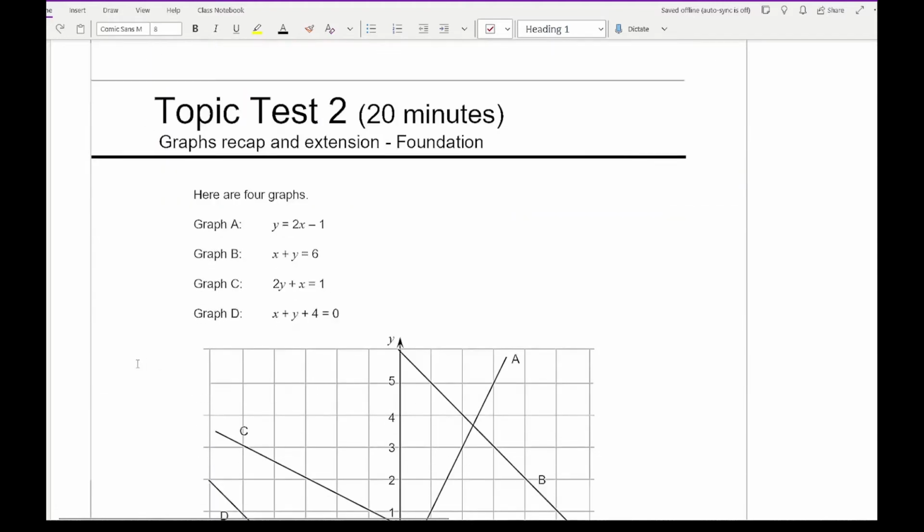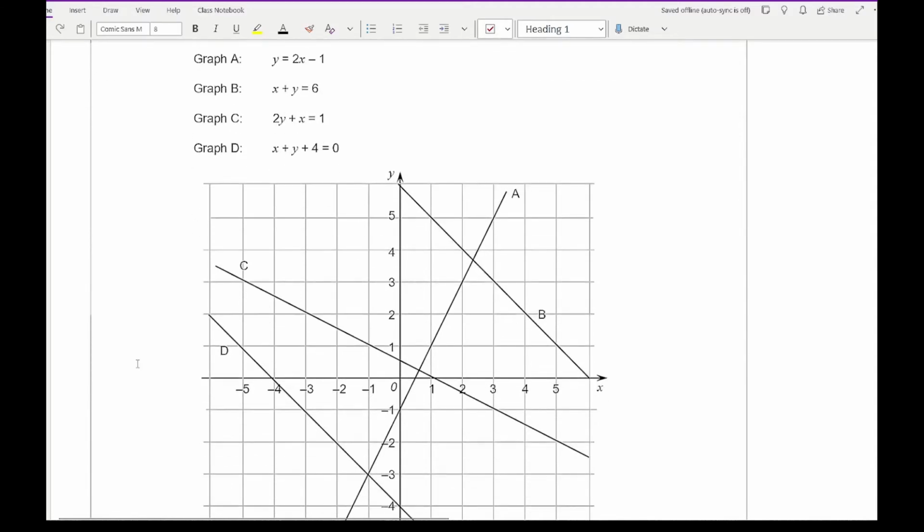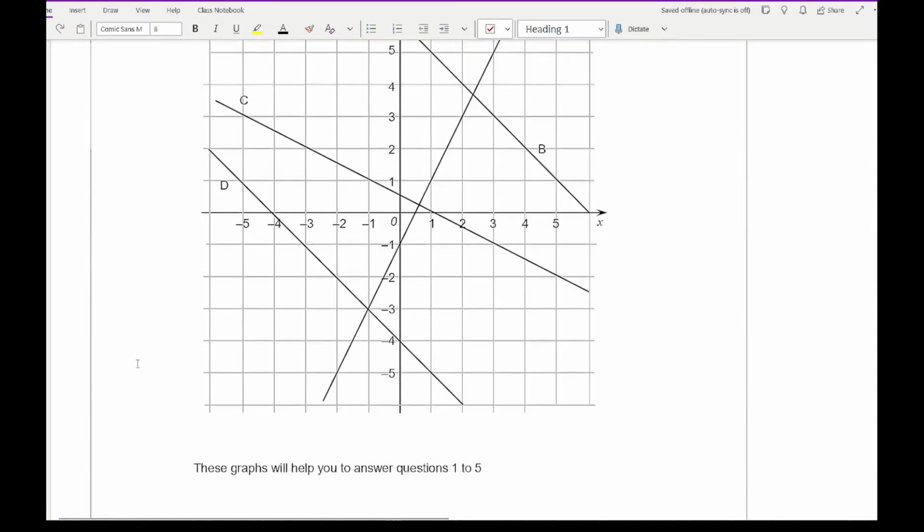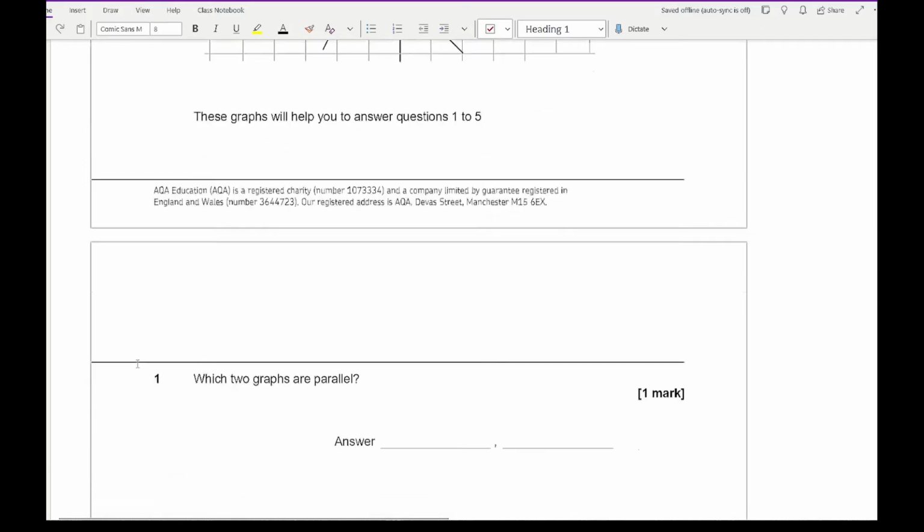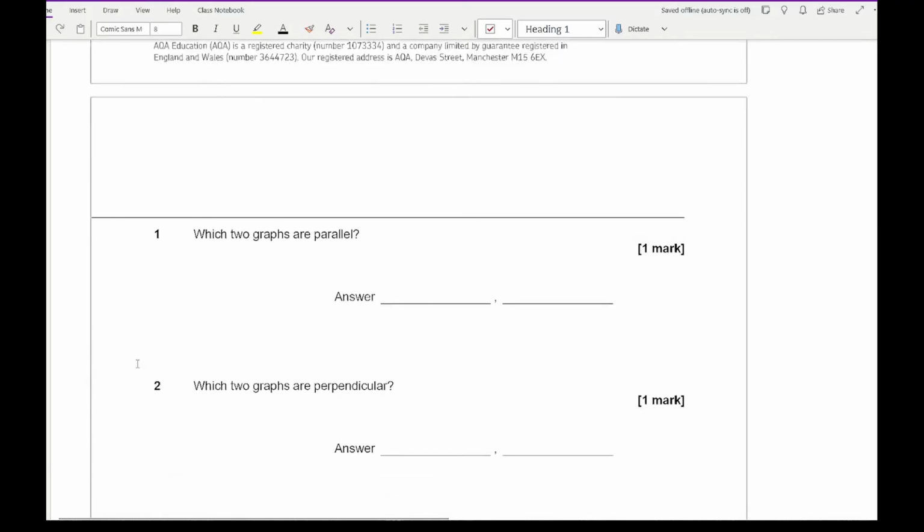So question one says here are four graphs, and we've got graphs A, B, C, and D, and they've been plotted for us. And it says these graphs will help you answer questions 1 to 5. So the first question says which two graphs are parallel.